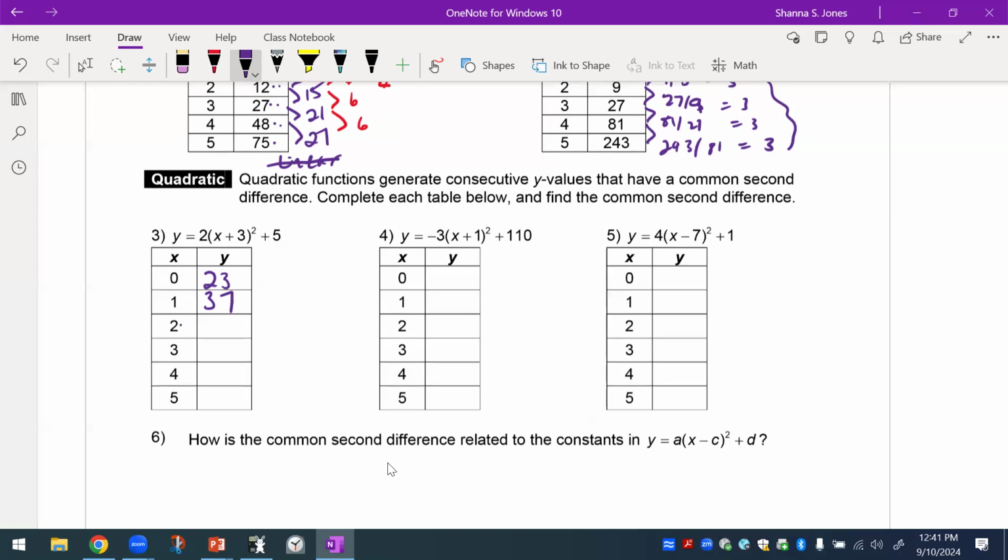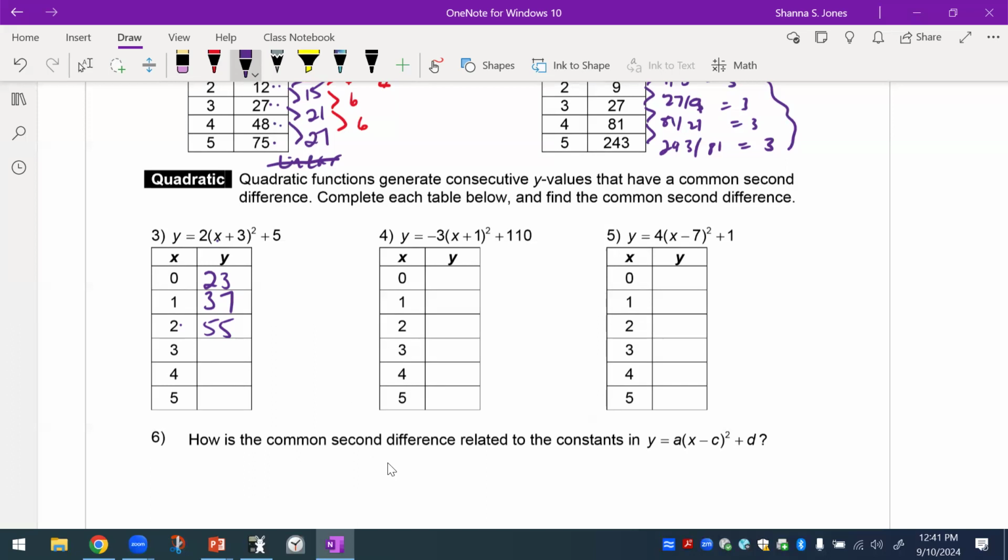Yes. So now we're on 2. We're substituting 2 in for x. What is 2 plus 3? 5 squared. 25 times 2. 50 plus 5. So my next value is? What happened?